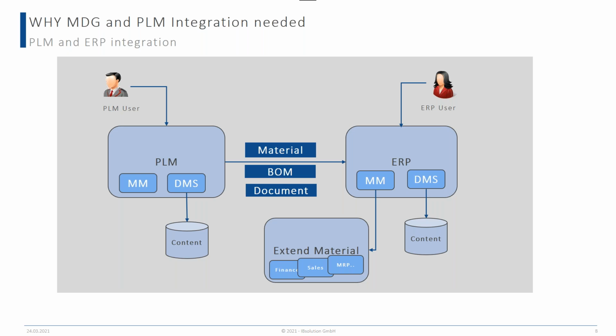The process scenarios might include creation of a new material, change of an existing one, and the status. So we will see these scenarios. Why do we need it? If you look at the current slide, this is, I would say, the traditional way. We have a PLM system, we have PLM users, and in PLM we also have material information.